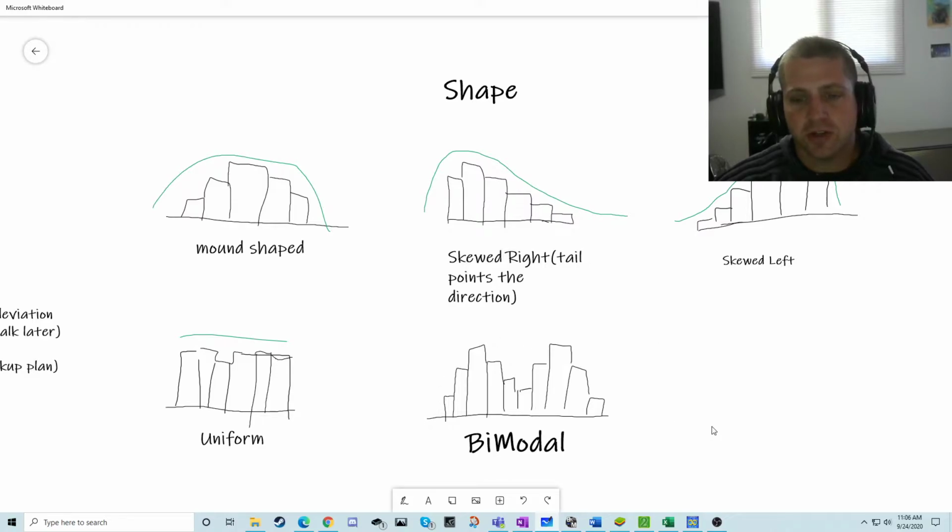Uniform means they're kind of all the same. Bimodal means there's two sections. Bi like bicycle. Uniform, like uniforms make people all look the same. So pause here. You can put this in the notes if you want, or just pause it and study it if you ever need to.